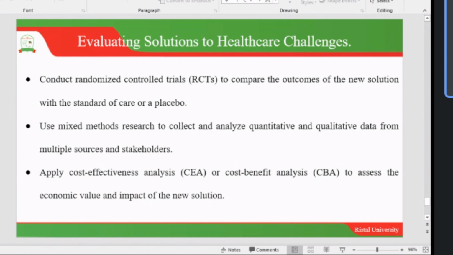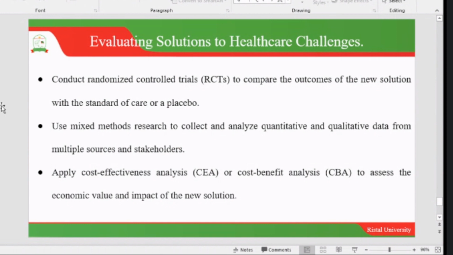We can also use other methods like mixed methods research, where we look at collecting quantitative and qualitative data. So quantitative data is basically about numerals, numbers, but qualitative data focuses on unearthing the attitudes, the practices, the opinions of these end users about the solution that we have put out there. Then we can also utilize another method of evaluating called cost effectiveness analysis or cost benefit analysis.